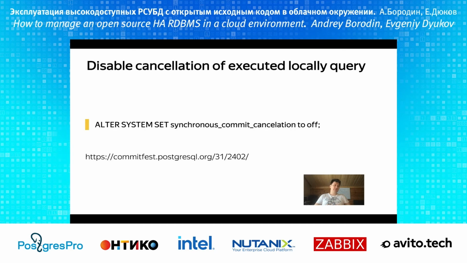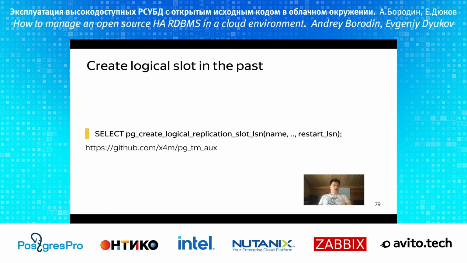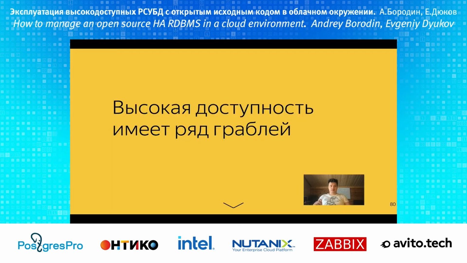The instruments that you can use here. Well, the simplest one is the patch for disabling the possibility of canceling synchronous replication. Two negations, but without this it's not possible, unfortunately. It disables cancellation of a locally executed query. Then the extension that allows us to set the true LSN for which replication was used on that replica, and the extension that allows us to create a logical replication slot in the past. All of that is available in GitHub or in CommitFest, and we will appreciate any feedback.